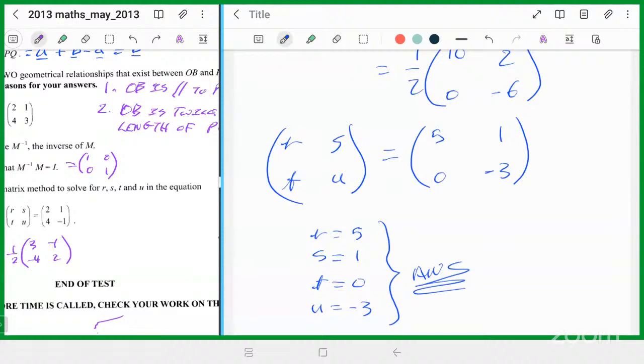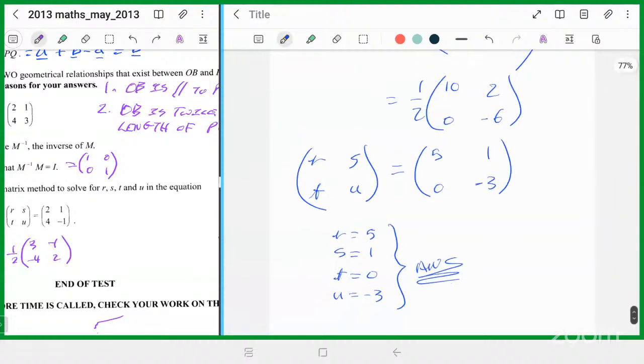And that is that. That is a nice answer. Very good.